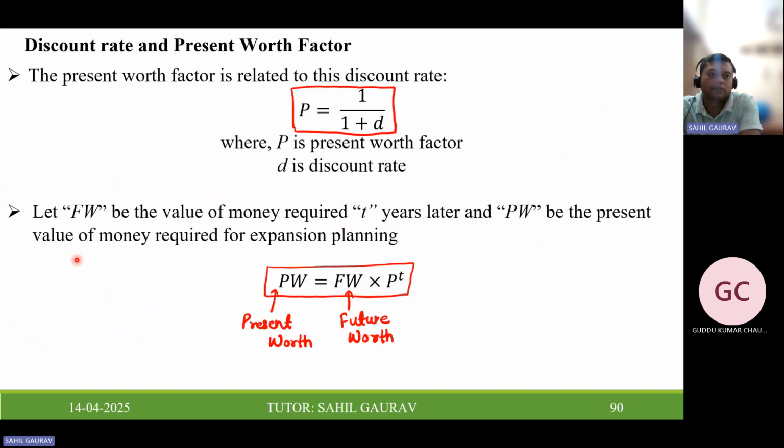Now we have to know about discount rate and present worth factor. Present worth factor is defined as the reciprocal of 1 plus d, where P is the present worth factor and d is the discount rate. Let FW be the future value of money required T years later and PW the present worth of money for expansion planning. Then they are related by this equation: present worth equals future worth into the present worth factor to the power T.